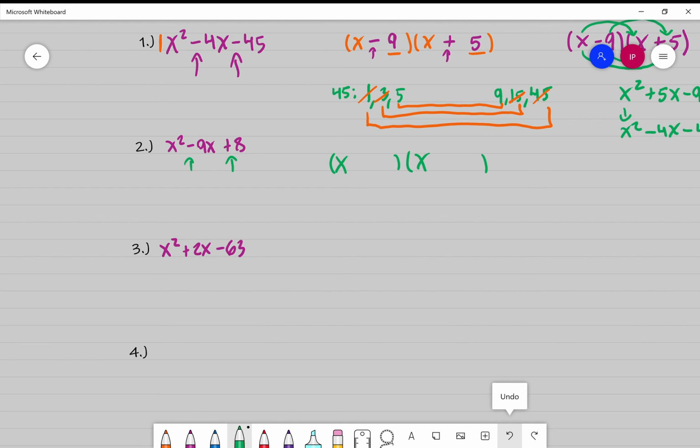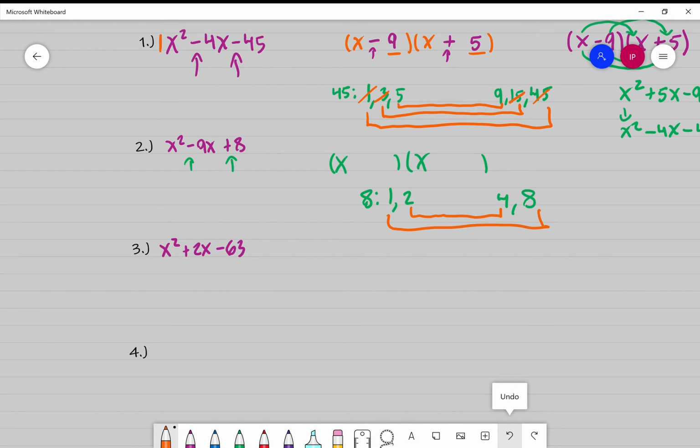Then I ask myself, what two numbers can I multiply to get 8 that add or subtract to get 9? Remember, don't worry about the sign yet, because that's what we're going to be doing last. So, like in the previous one, I do 8. We start with 1 and 8. 2 goes into 8 4 times. And that's it. So, I draw my little lines.